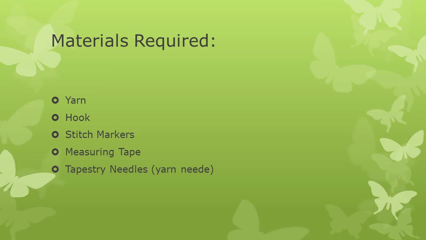Stitch markers. They're useful in many cases. For example, when we work in the round, we can mark the beginning of a round. Measuring tape. It will help to ensure the fit of a garment. Tapestry needles or yarn needle. It will have a blunt tip and a large eye to accommodate thick yarns. It is useful to weave in yarn ends when we complete a project.